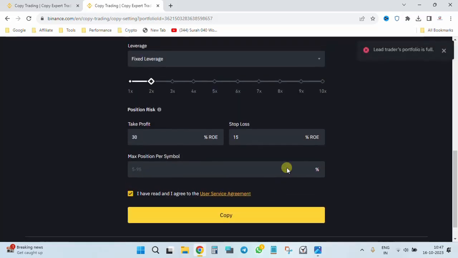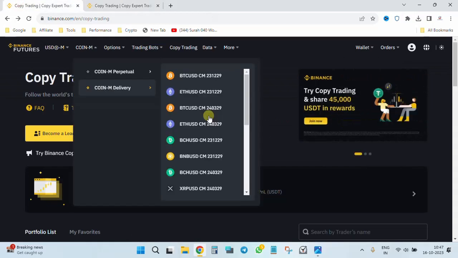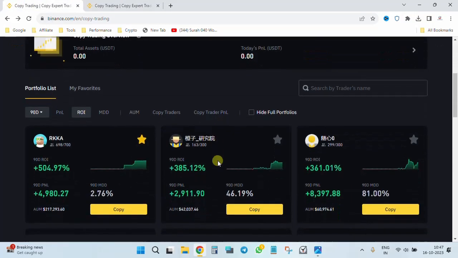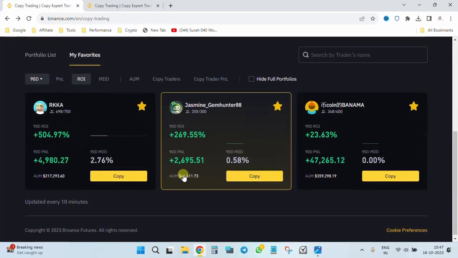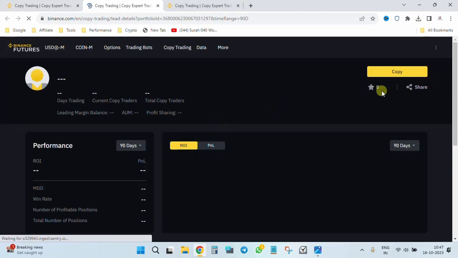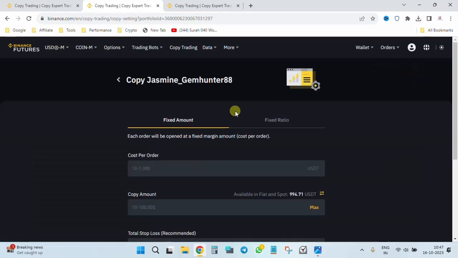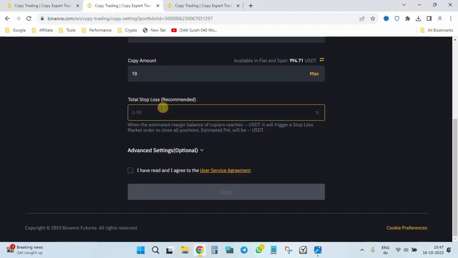So once I do over here, lead trader portfolio is full. Okay, the trader's portfolio is full. So we'll just try and copy someone else over here. So I just copied someone over here. Okay, now this person has been doing just for 2 days, so it's just for demo sake I'm going to show you over here. So I'll again go 10, 10, stop loss 15%.